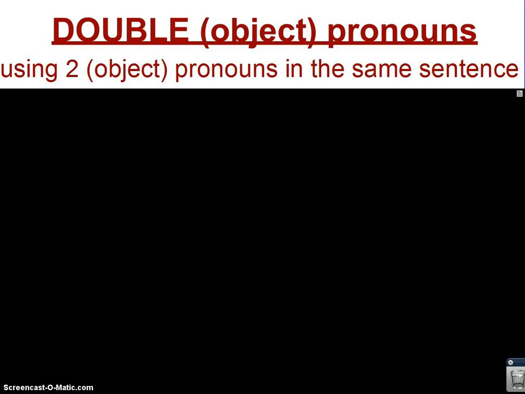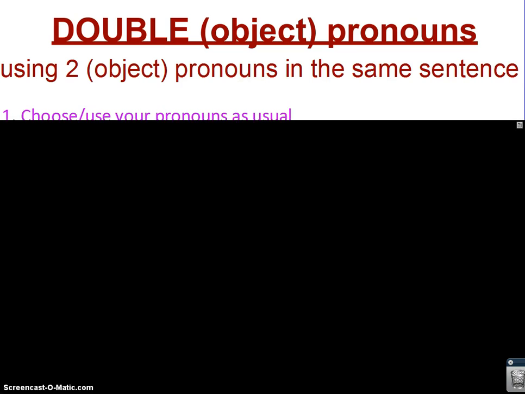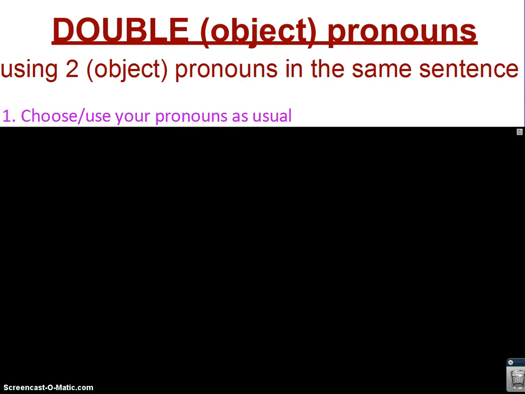We are talking about double, usually object pronouns. It can sometimes be a reflexive pronoun in the mix, so that's why I have object in parentheses. So it's when we use both a direct and an indirect object pronoun, or a direct and a reflexive pronoun together in the same sentence. It really advances your level of Spanish. So write that down nice and bold as your heading. There are rules to this.